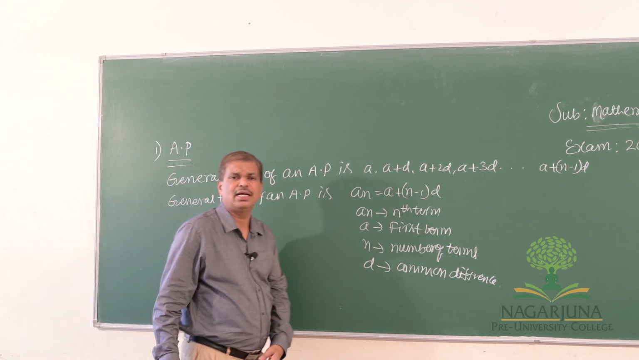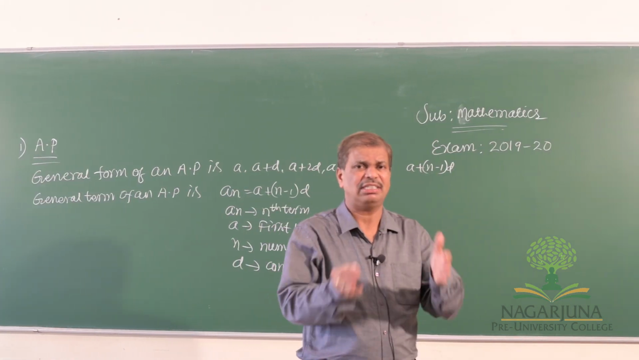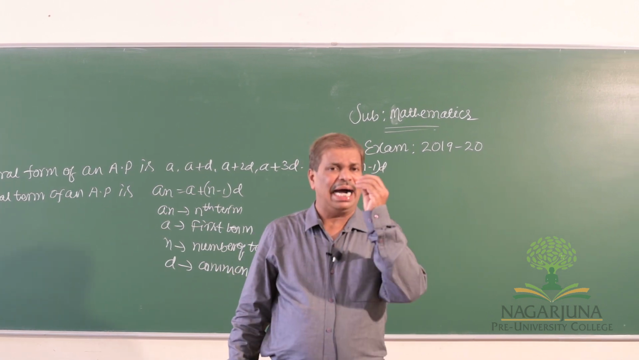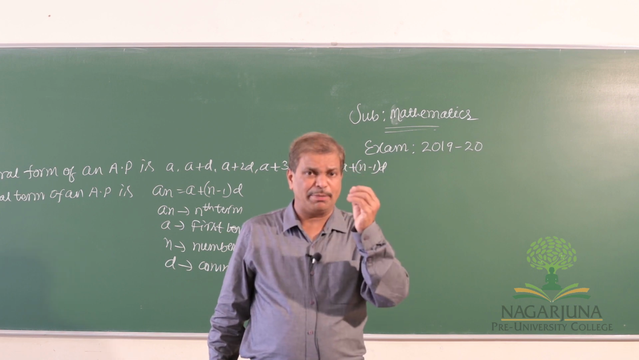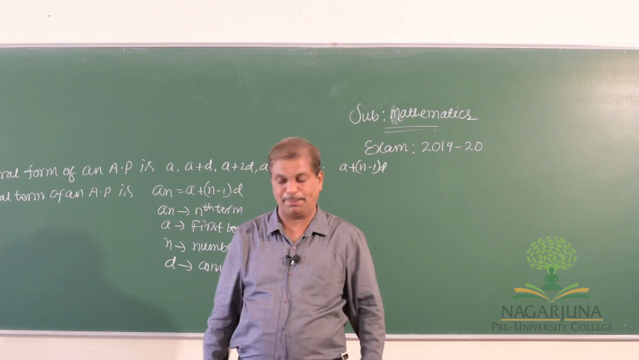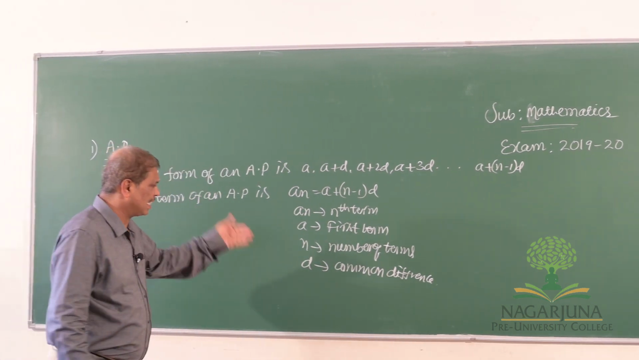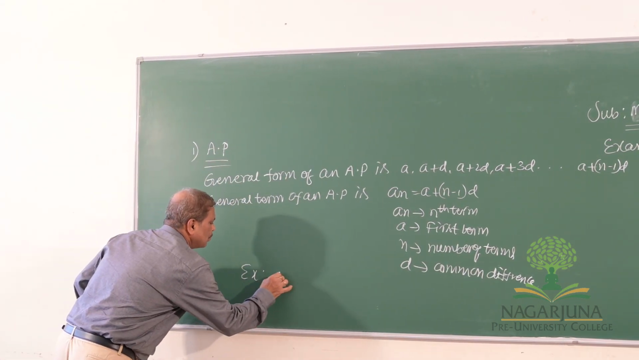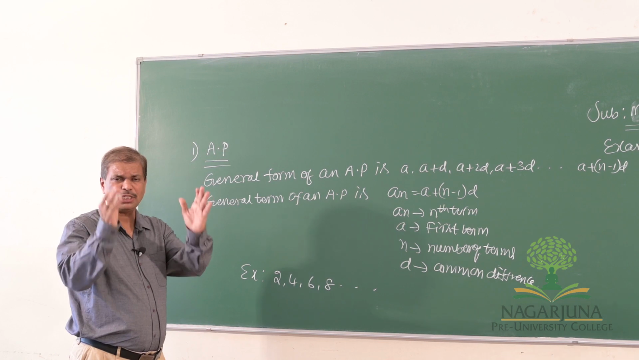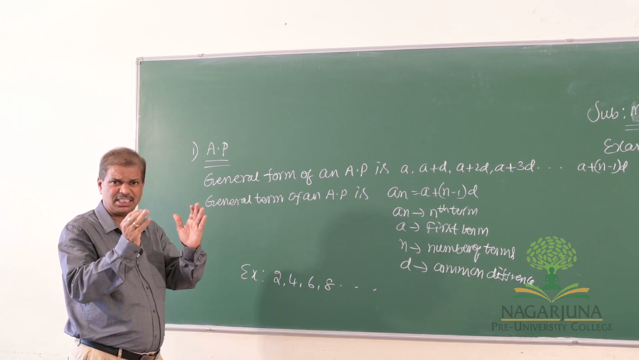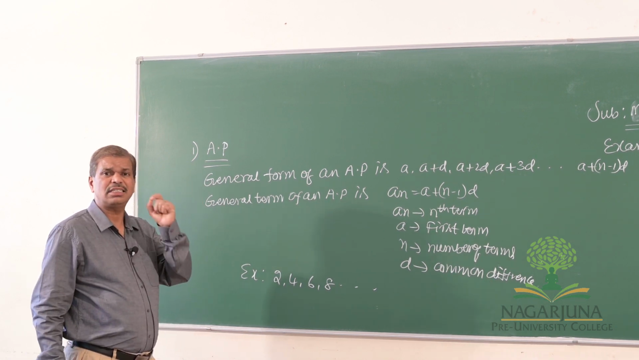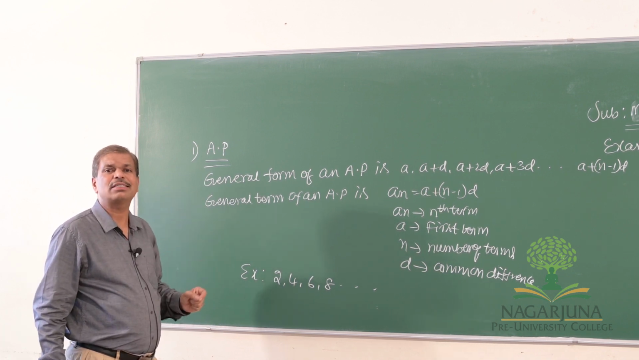Now, what is an arithmetic progression? An arithmetic progression is a sequence in which the difference between any two consecutive terms is a constant. For example, 2, 4, 6, 8. These are all examples of an arithmetic progression. The constant is called the common difference and the first term is called a.